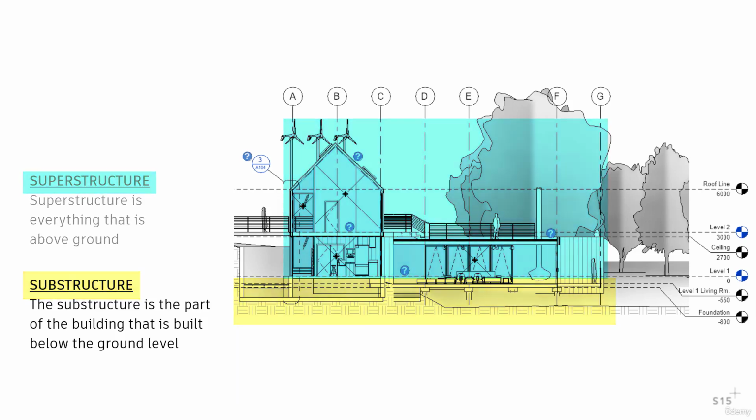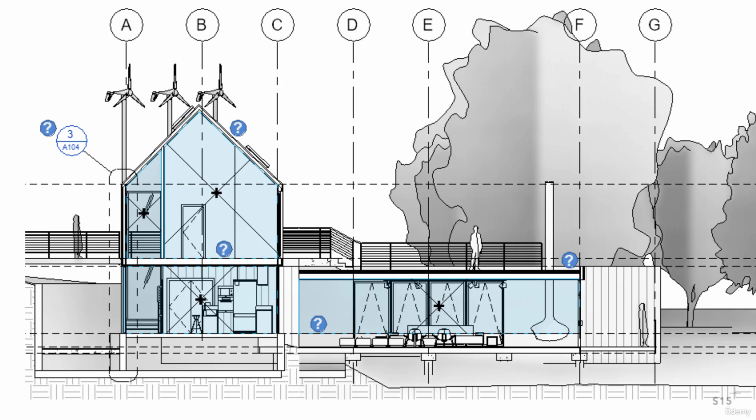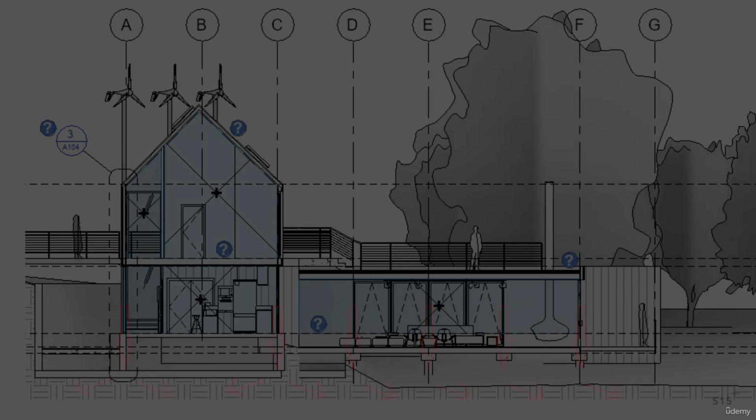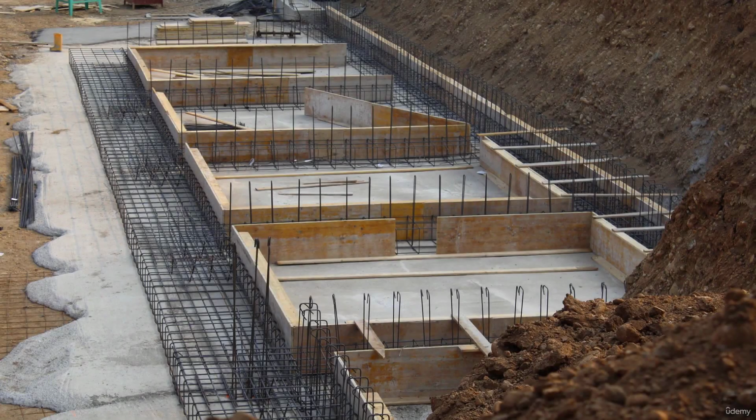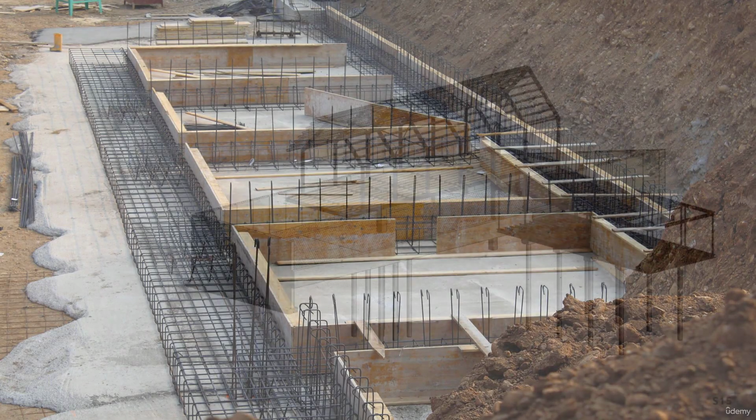that is above ground. The foundation, which is the substructure of the building, transfers the loads from the superstructure to the underlying soil. Foundations are generally broken into two categories, shallow foundations and deep foundations. The different shallow foundation types are individual footing or isolated footing, combined footing, strip foundation, raft or mat foundations. The different deep foundation types are pile foundations and drilled shafts or caissons. Generally, the foundations are made of concrete and reinforced with steel rebar.